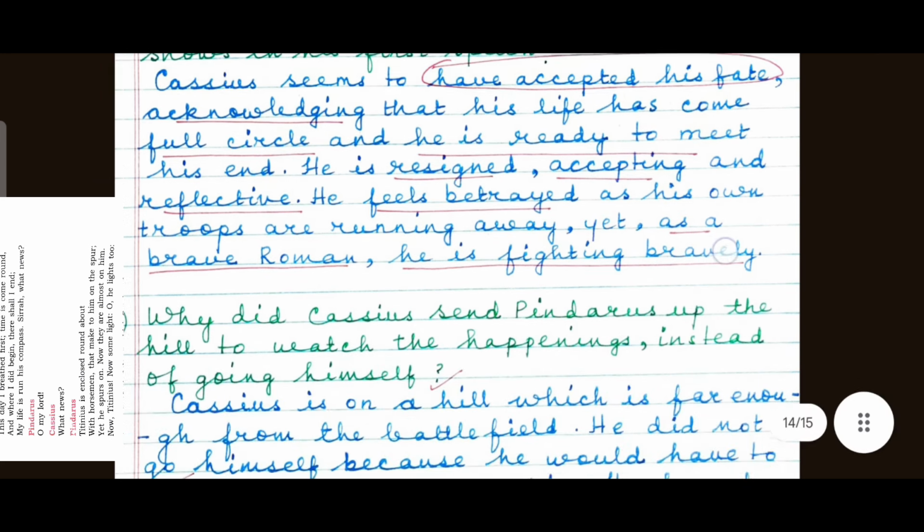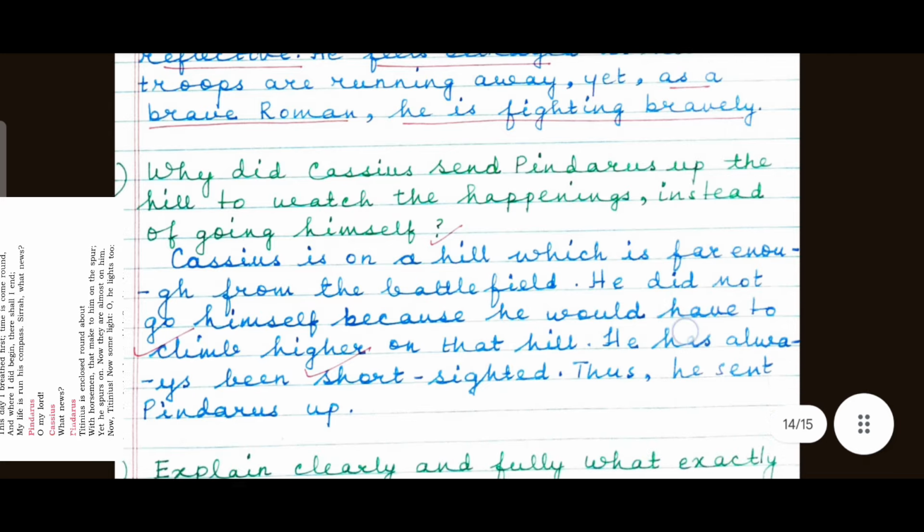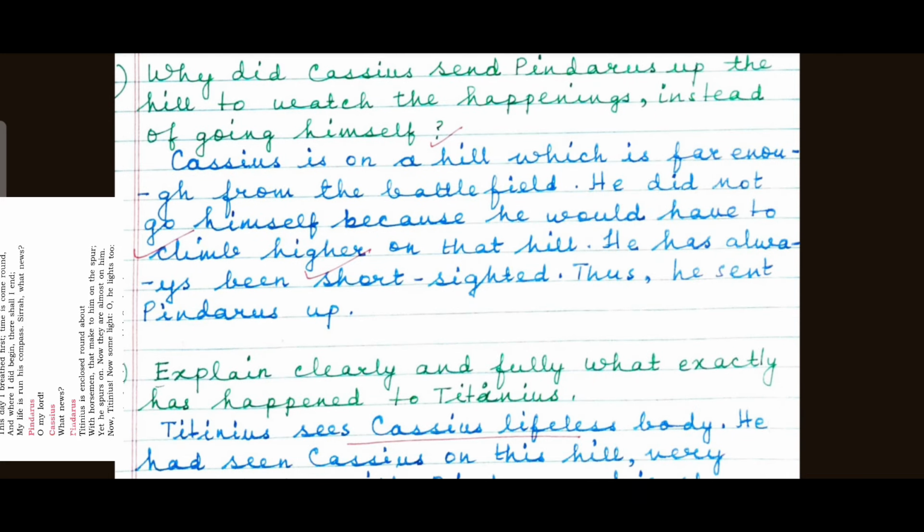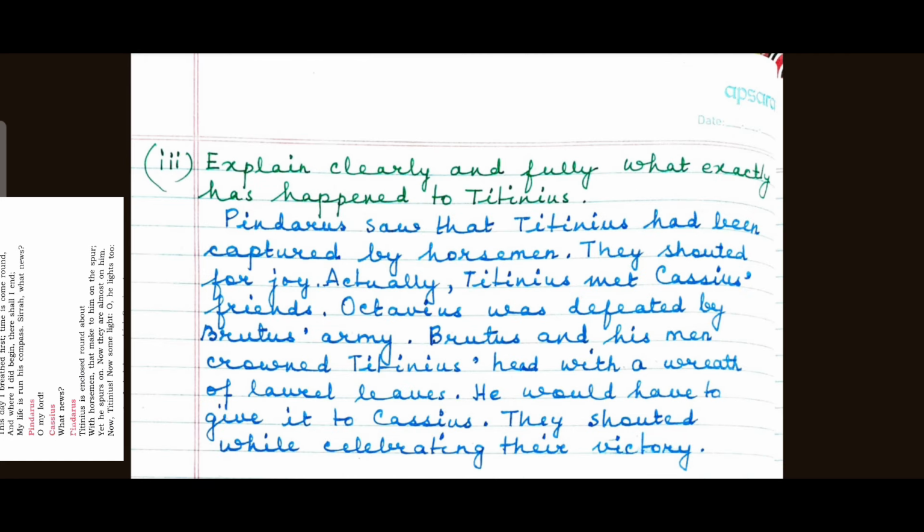Why did Cassius send Pindarus up the hill to watch the happenings instead of going himself? Cassius is on a hill which is far enough from the battlefield. He did not go himself because he would have to climb higher on that hill. He has always been short-sighted. Thus, he sent Pindarus up.